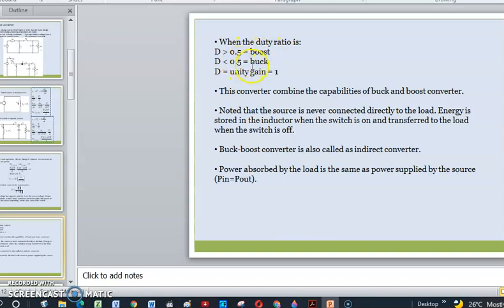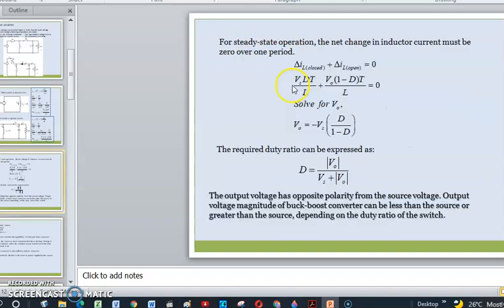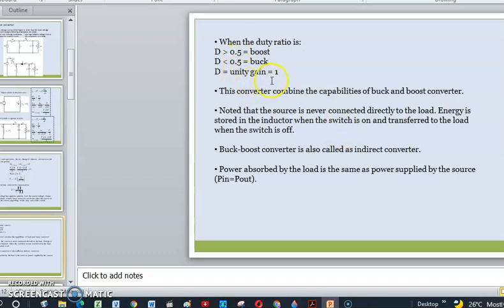Less than 0.5 will reduce. If we have 0.5, we have unity gain. This converter combines the capabilities of the buck and boost converters because it can step up and step down based on the duty cycle that we manipulate.